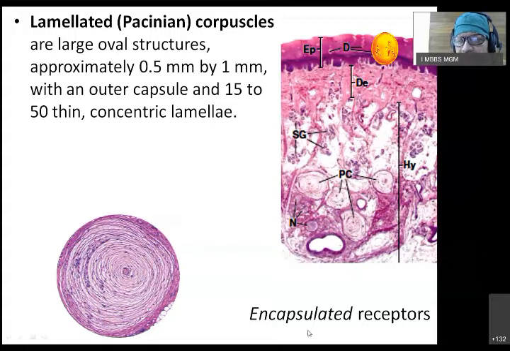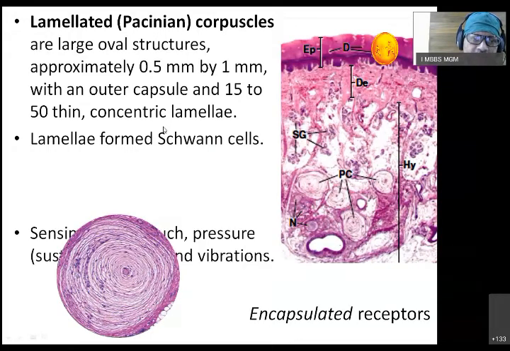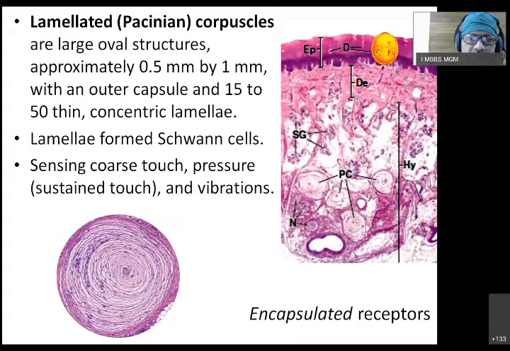So these are encapsulated, which is why they are called encapsulated receptors. Usually these laminas are formed by the Schwann cells, so in demyelinating diseases, this may get affected. What is the function of Pacinian corpuscles? Sensing. There we talked about fine touch. Now here we talk about coarse touch and pressure. Pressure means a sustained touch. We can differentiate between different types of pressure. The initial phase is coarse touch, and then there is pain, and then the vibrations.